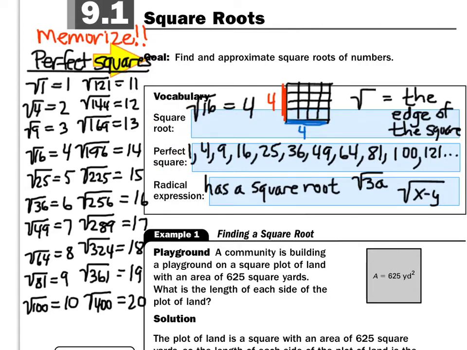Okay, and perfect squares we've already talked about. Here's a list, and they're in your margin as well. And then a radical expression just means that it has a square root. So for example, the square root of 3a is a radical expression, because another word for square root is radical. Or the square root of x minus y is a radical expression.